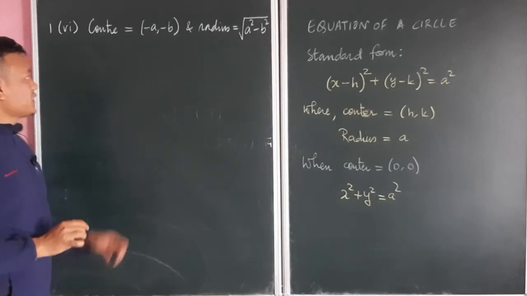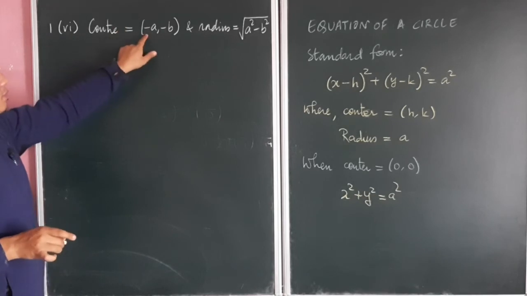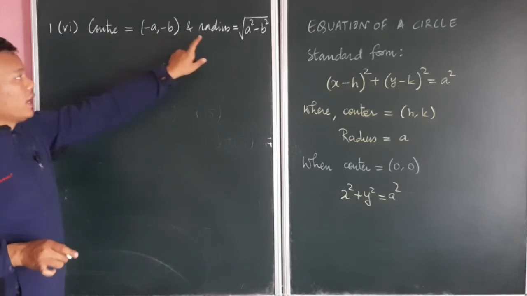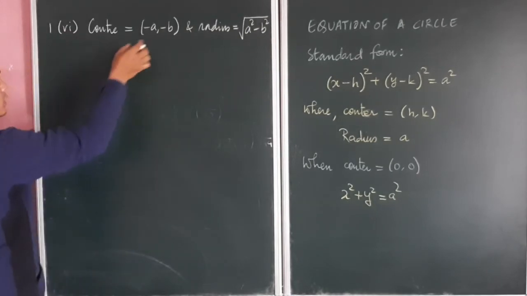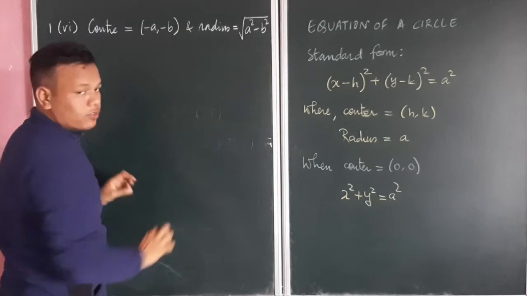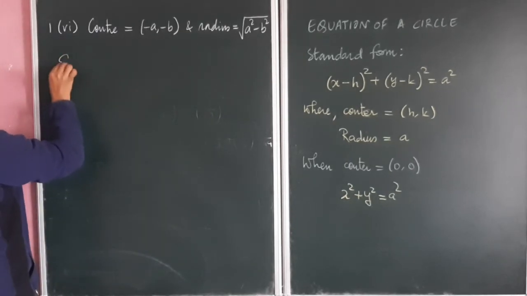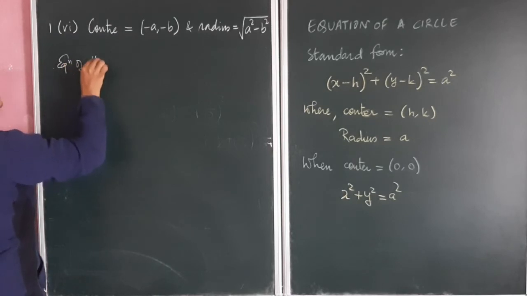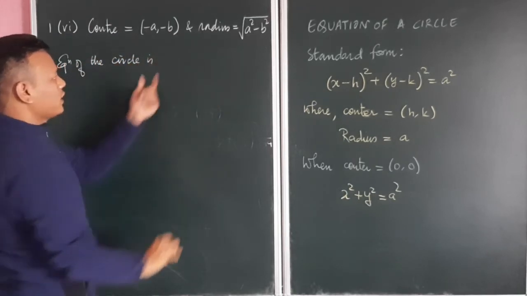Okay, so in the next case, that is the 6th question, the center is given to be (-a, -b), and the radius is given to be square root of a square minus b square. Basically this is my h and this is my k, and this full thing is my radius, that is small a. Therefore the equation of the circle is, so again you'll write the formula.